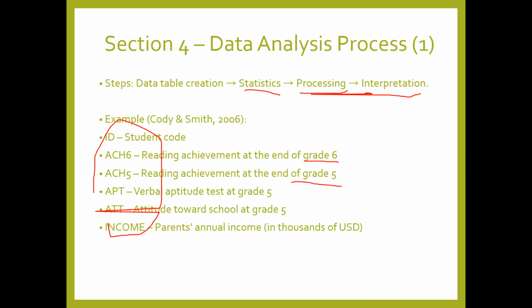So if you have grade 5 and grade 6, in the future you can do some analysis like they have progress compared with grade 5 and grade 6. Okay, and APT is a verbal aptitude test at grade 5. Okay, ATD means attitude towards school at grade 5. And income is about the parents' annual income. Normally in the United States, they will not count it monthly. They will count it annually. Okay, annually. So it will be like thousands of USD.